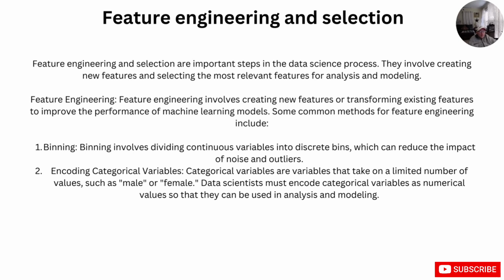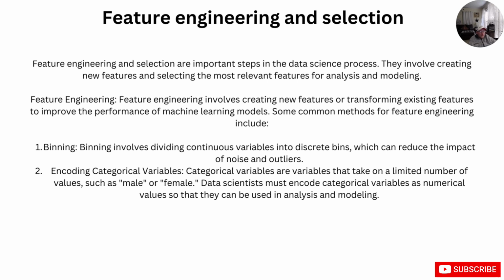Feature engineering and selection. Feature engineering and selection are important steps in the data science process. They involve creating new features and selecting the most relevant features for analysis and modeling. Feature engineering involves creating new features or transforming existing features to improve the performance of machine learning models.